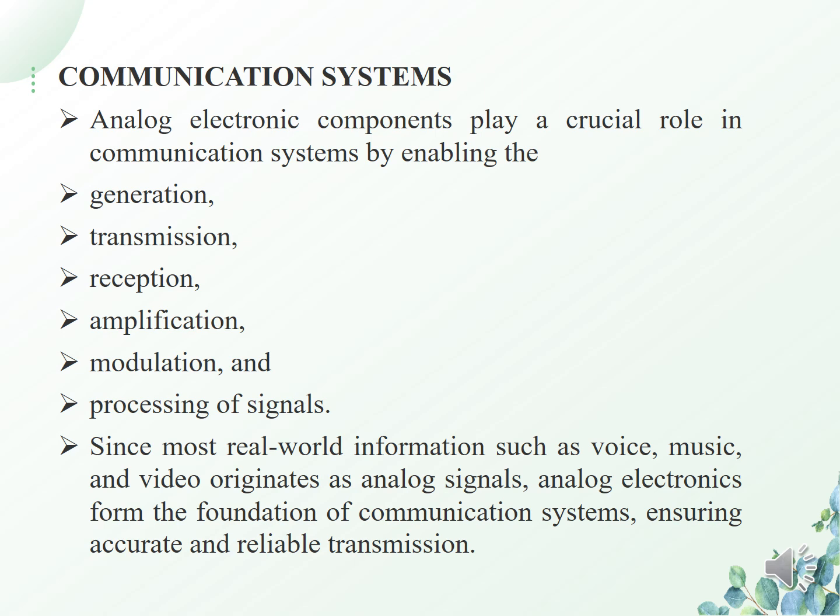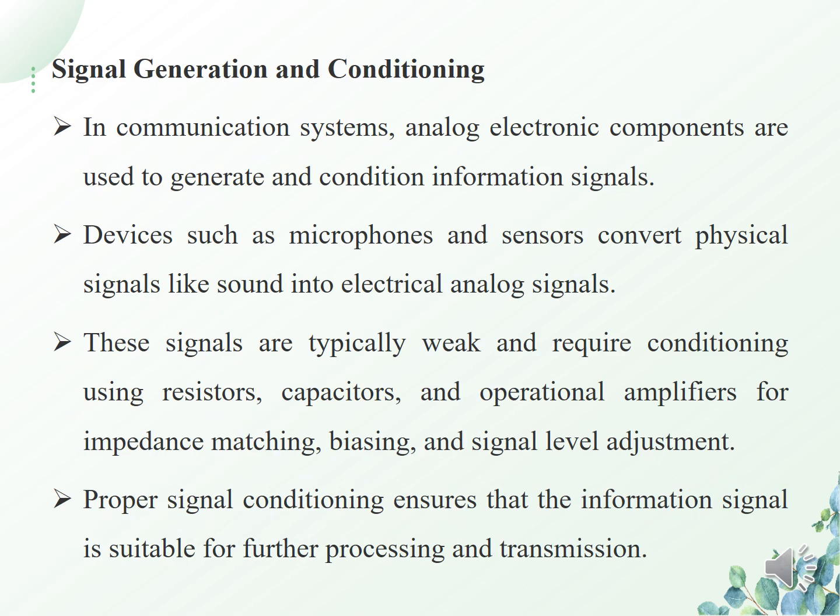And next we are going to see the application of analog electronics in communication systems. In communication systems, all the operations such as generation of signal, transmission of signal, reception of signal, amplification, modulation and any processing of signal are based on analog electronic components. Because all the real world information such as voice, music and video originates as analog signals, and these signals are processed with the help of analog circuit components.